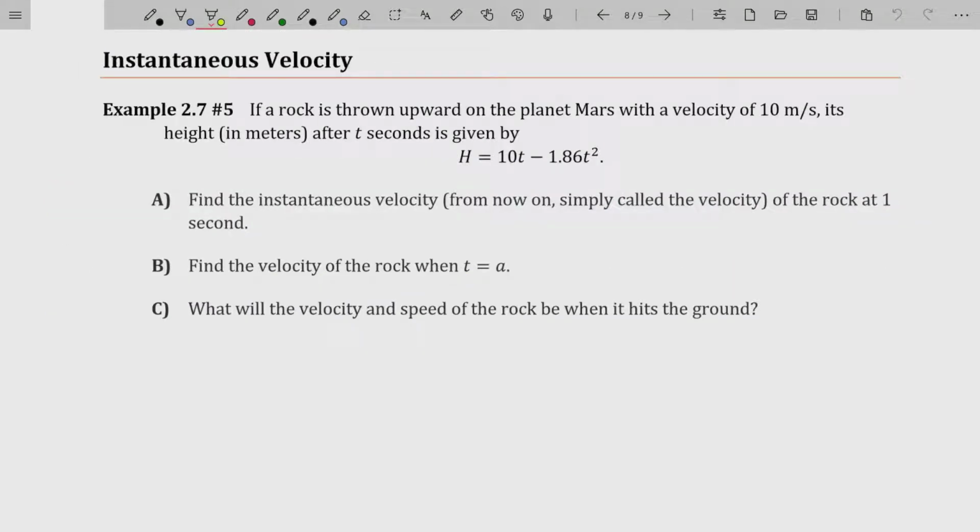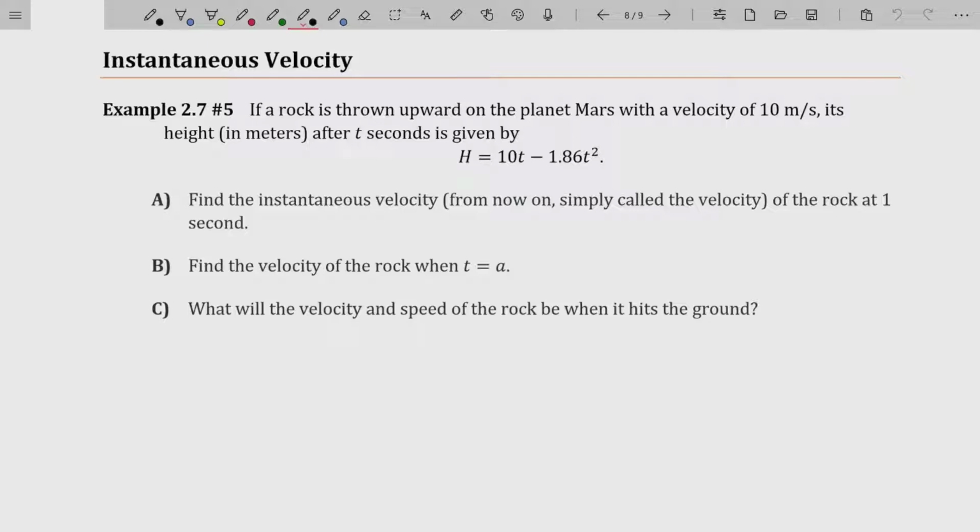So let's dive into instantaneous velocity, because I think that's one of the bigger, more important topics. You're likely to take physics, and if it's not on your plate to take physics, you should. Take physics, take stats too. Anyway, if a rock is thrown upward on the planet Mars with a velocity of 10 meters per second initially, its height in meters after t seconds is given by that function.